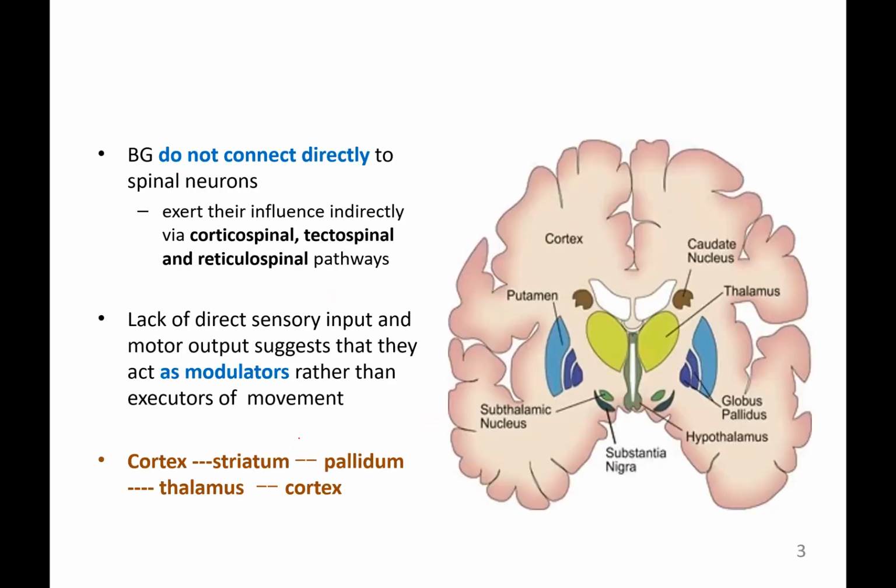Now this is what I showed you yesterday. So this is the cross section, the coronal section of this one. These are the two lateral ventricles. This is the third ventricle. At the tip of the third ventricle, you have the hypothalamus, and the green one here is the thalamus. And then this is the subthalamic nuclei. And in the midbrain, you have the substantia nigra.